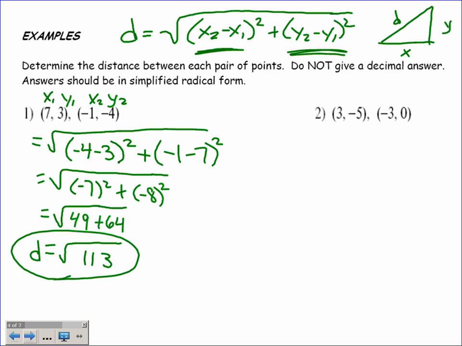That's what the directions say. It just says determine the distance between each pair of points. Do not give a decimal answer. Answer should be in simplified radical form.